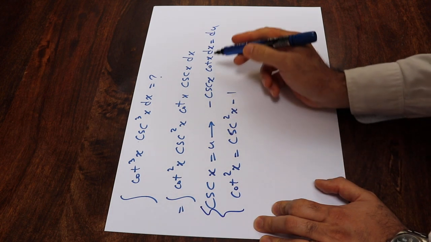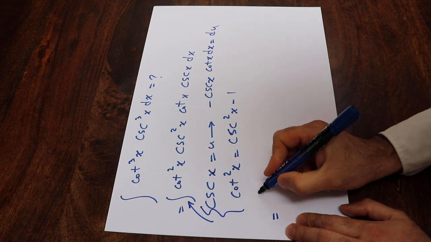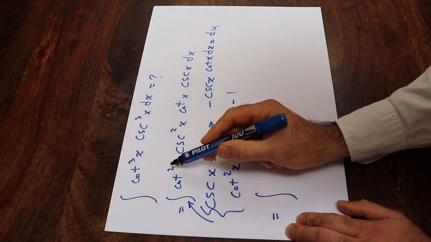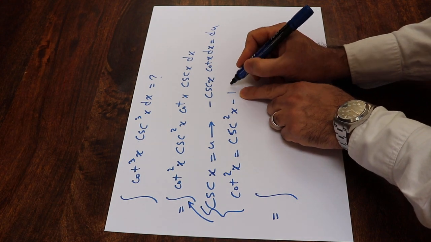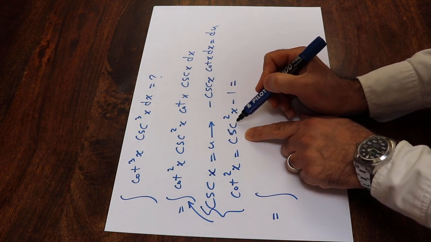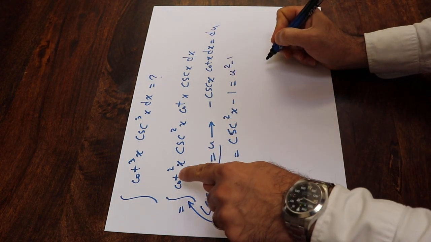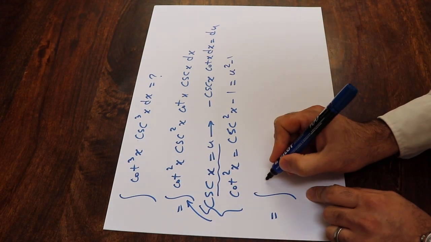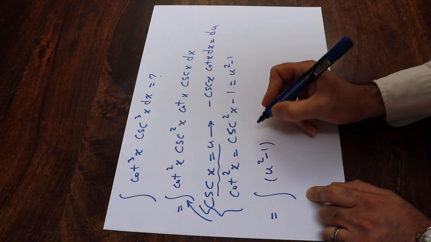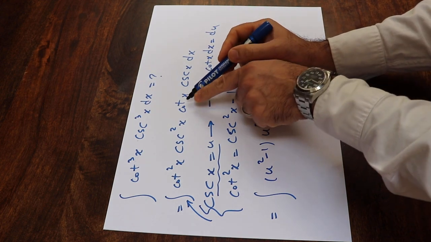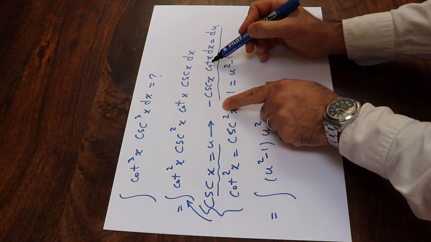So now if you substitute these three equations into this integral, you can rewrite it as the integral of cotangent squared x, and cotangent squared x is equal to cosecant squared x minus 1. We defined cosecant x as u, therefore that will be equal to u squared minus 1. So instead of cotangent squared, I simply write u squared minus 1, times cosecant squared, which is u squared, times, instead of cotangent x cosecant x dx, you see I have exactly the same expression, cosecant x cotangent x dx.